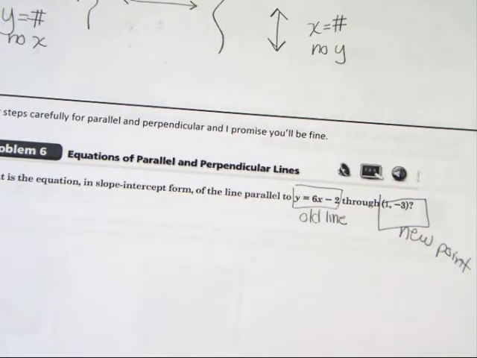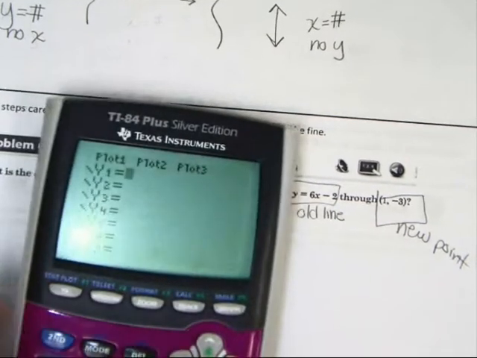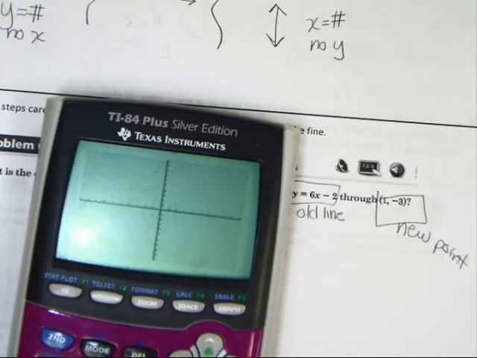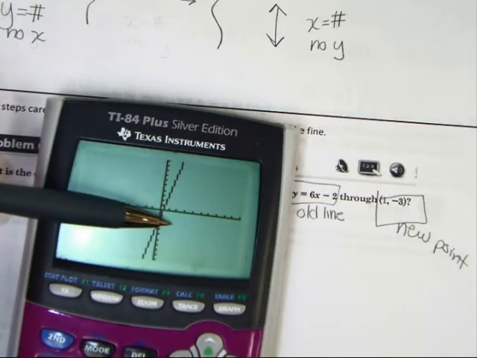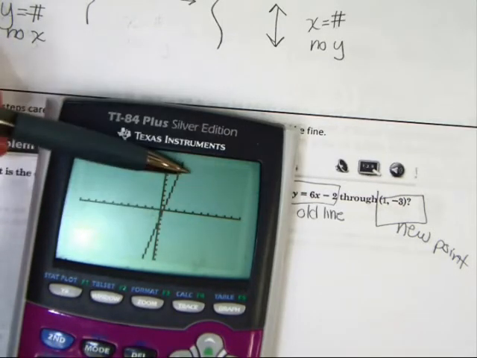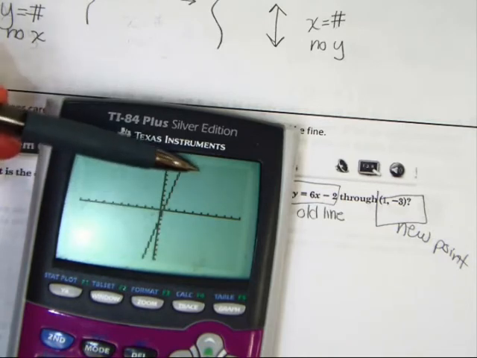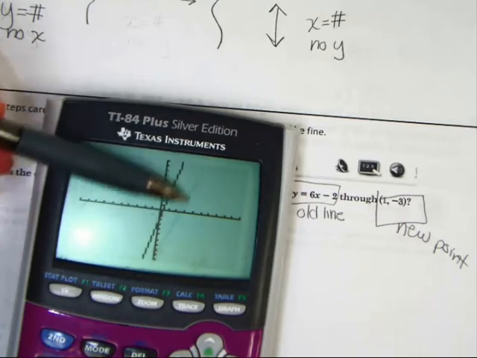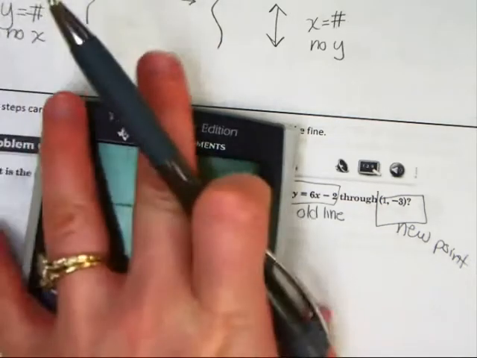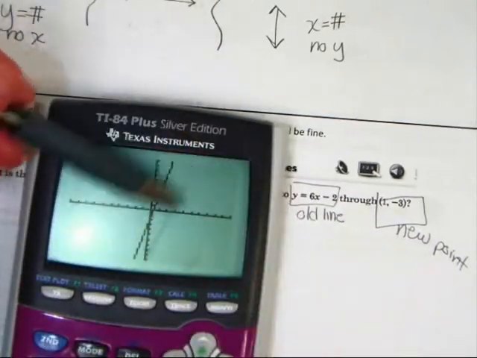Now, if you're a visual learner like I am, I'm going to show you on your calculator what's going on. That is the graph of 6x minus 2. That is the old line. 1, -3 is somewhere down here. We need to come up with an equation of a line that goes something like this. It's parallel to our old line, and it runs through 1, -3.